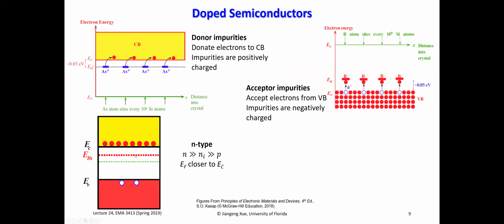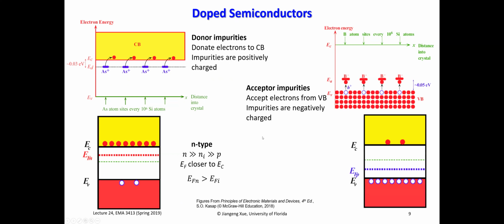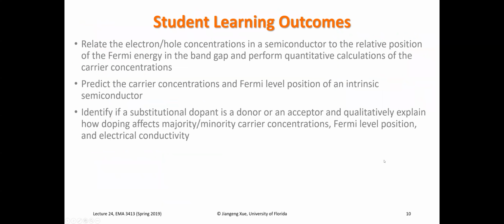And as a result, the Fermi energy location is going to be above the intrinsic Fermi level. It's going to be closer to the conduction band edge. On the other hand, when we incorporate the acceptors into the system, we have a so-called P-type semiconductor. The hole concentration is going to be much greater than the electron concentration. So in this case, we call these holes the majority carriers and electrons the minority carriers. And then the Fermi energy location will be closer to the valence band edge and below the intrinsic Fermi energy.